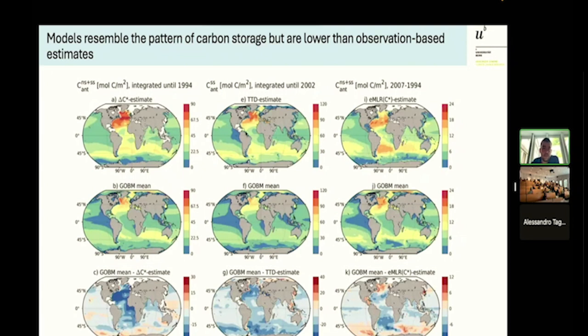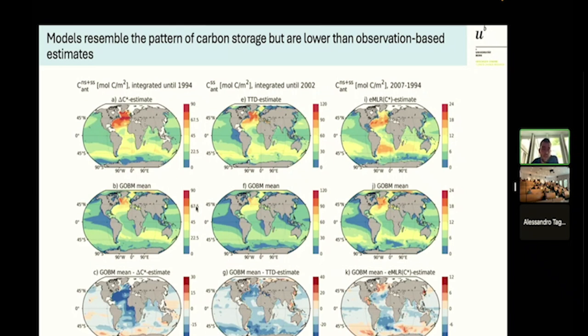It's just a different way to estimate it. And this is then the estimate from 1994 to 2007. And we see these different patterns that you saw before. It's basically the same data that is underlying these plots. And here you see how models perform for the same time scales.